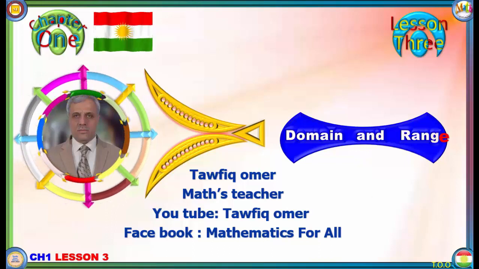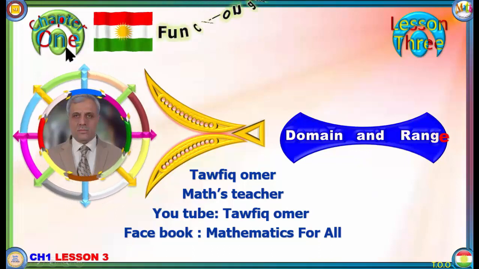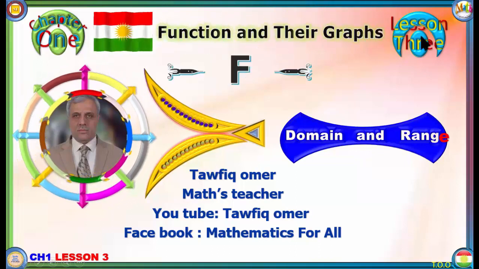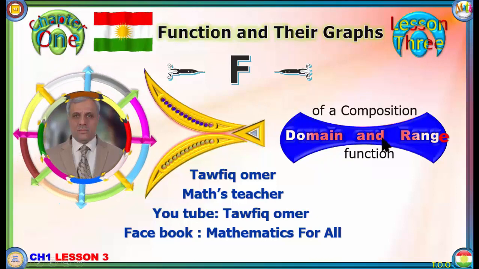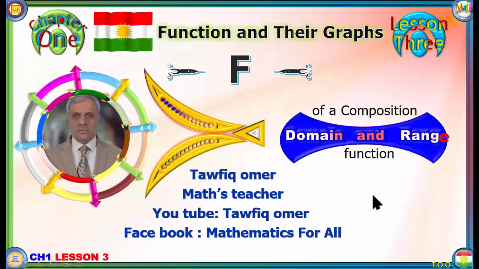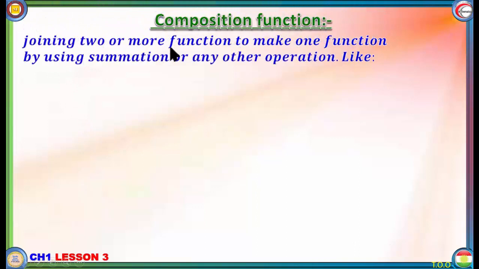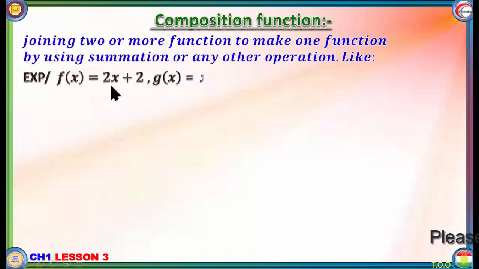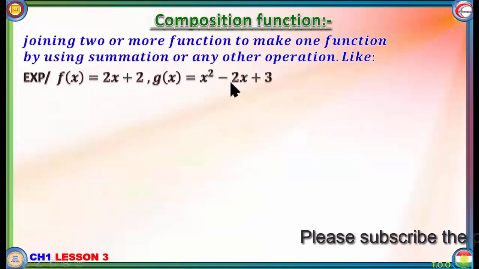In this video, I will explain Chapter 1, Functions and their graphs, Lesson 3, Part F, Domain and the range of composition function. Composition function: joining two or more functions to make one function by using summation or any other operation, for example f(x) equals 2x plus 2 and g(x) equals x squared minus 2x plus 3.